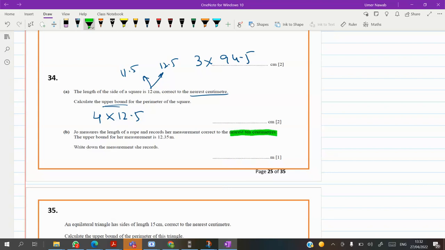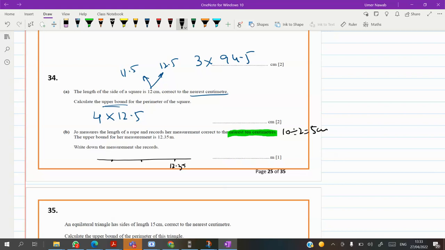Joe measures the length of the rope and records her measurement correct to the nearest 10 centimeters. So nearest 10 centimeters, 10 divided by 2 is 5 centimeters. So you need to subtract 5 and add 5. The upper bound is 12.35, clear boys? If the upper bound is 12.35, and we got the answer to the nearest 5 centimeters, you need to add 5 centimeters into your result and subtract 5 centimeters.